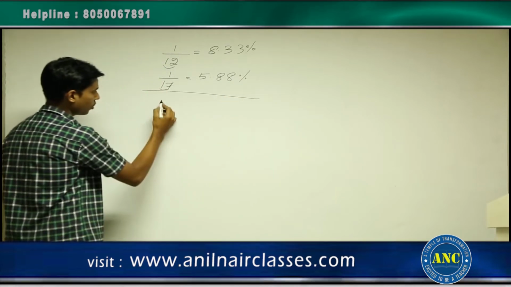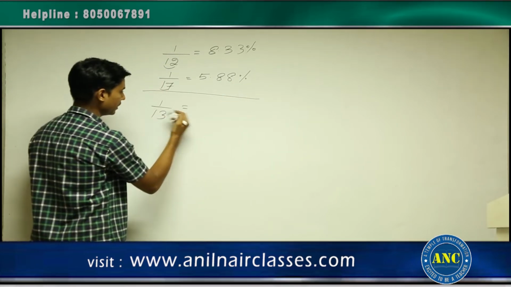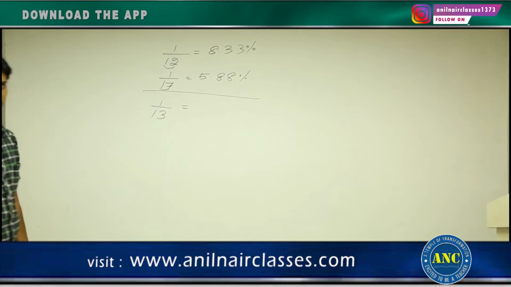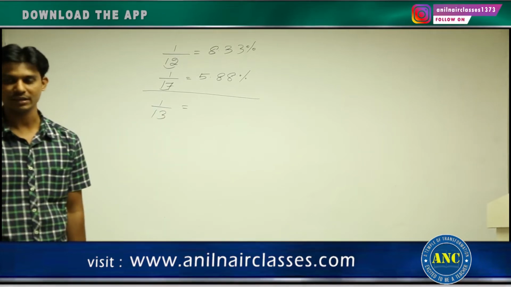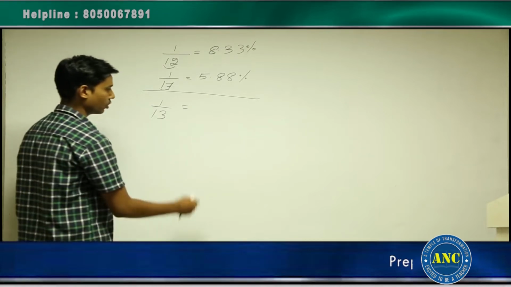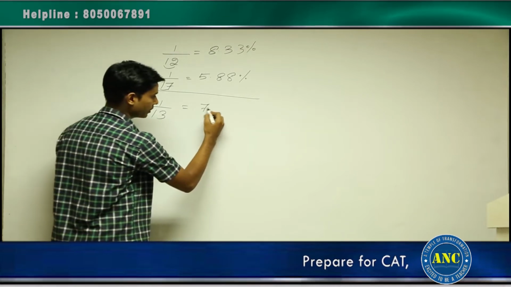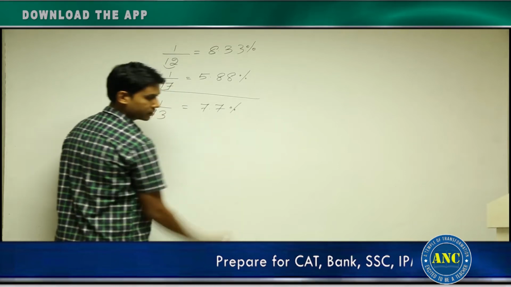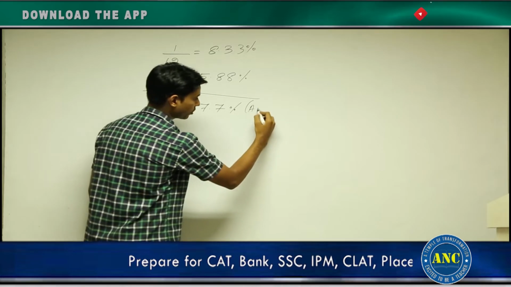Suppose 1/13. 100/13. How many times will it go? 7 times. 13 7s are 91. 13 8s are 104, it will exceed 100. It will go 7 times. Write down 7 twice. This is the approximate value.